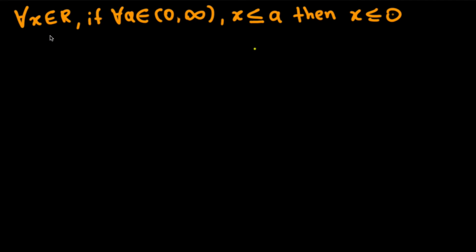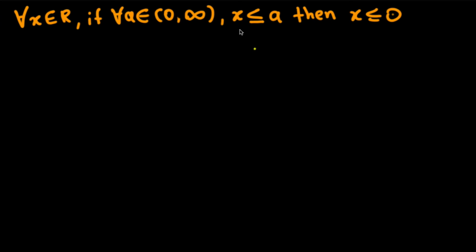In this video we are going to see how to prove this proposition. Here this proposition says for all x belongs to real number, if for all a belongs to 0 to infinity, x is less than or equal to a, then x is less than or equal to 0.